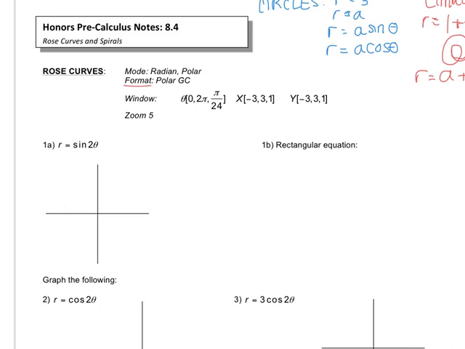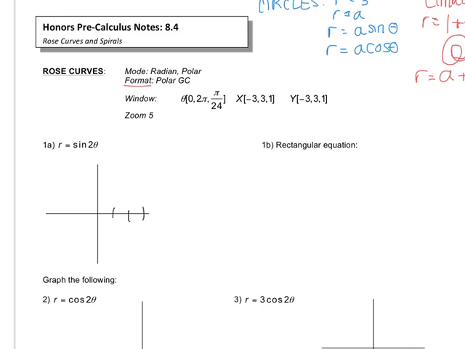Okay, so let's see what these functions look like. So go ahead and type in this first one on 1a, r equals sine of 2 theta. So go to your y equals, type in sine of 2 theta, and then your window and mode should be all set. So after that, all you have to do is hit zoom 5. And let's sketch a graph of what we've got. So we've got a little tiny flower, it looks like, with 4 petals.